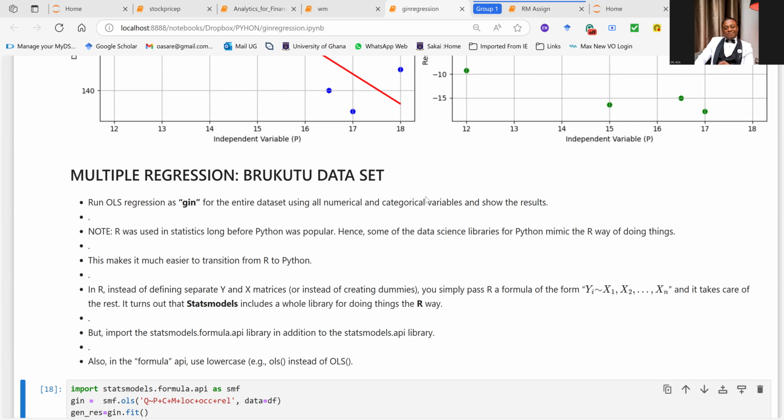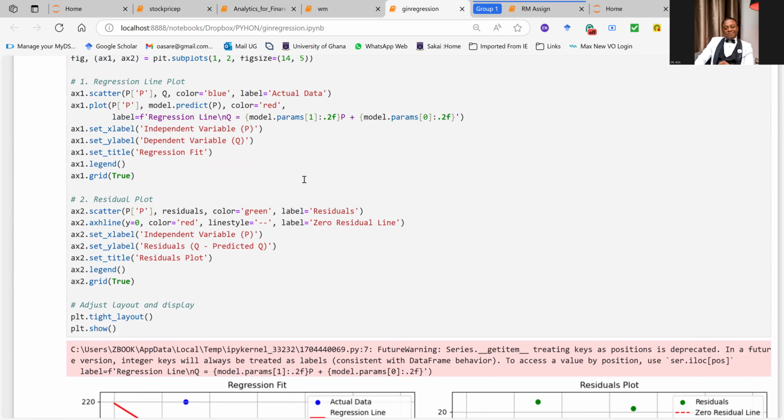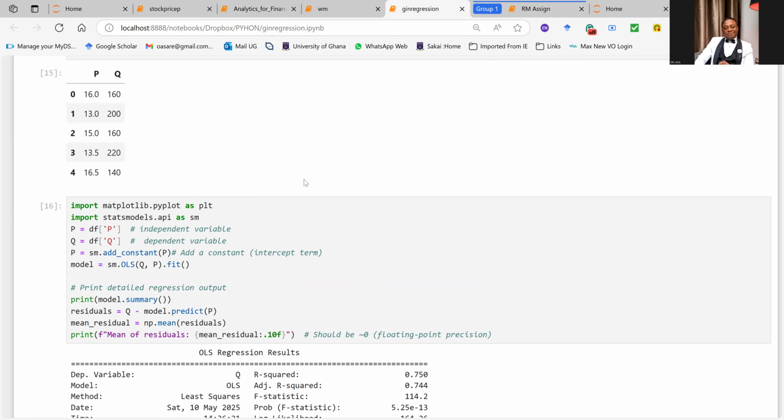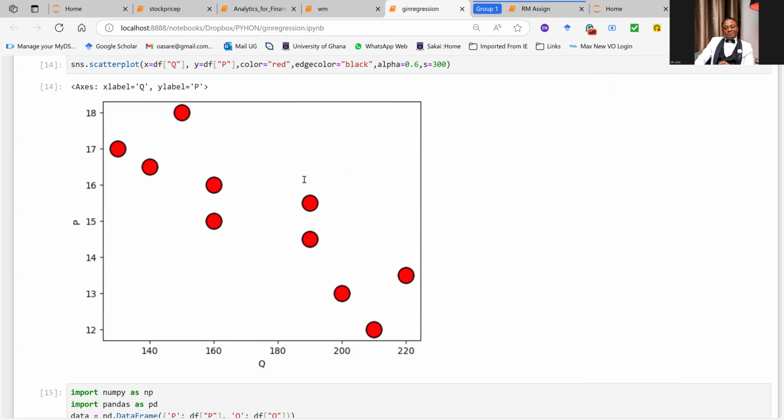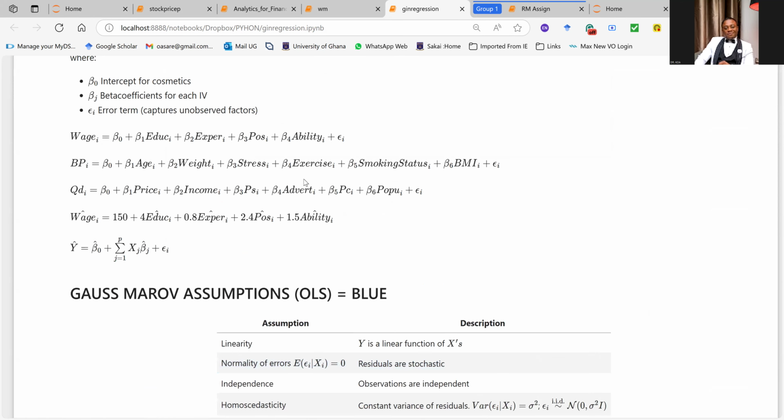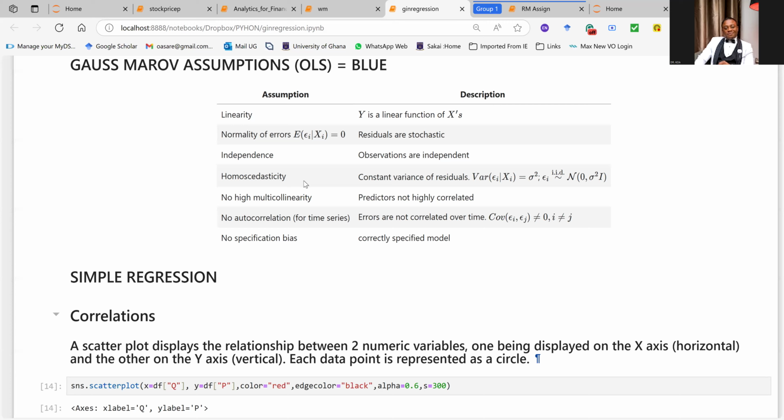So I'm going to use a regression topic here so that we understand them. Remember, this story is all about the Brukutu gene data set. Okay, it's about gene betas, the quantity demanded of gene betas. And we did mention that the quantity demanded of gene betas depends on some variables. Now, in case you probably have forgotten those variables, I can just show you the data sets so that you know and you can refresh your memory.